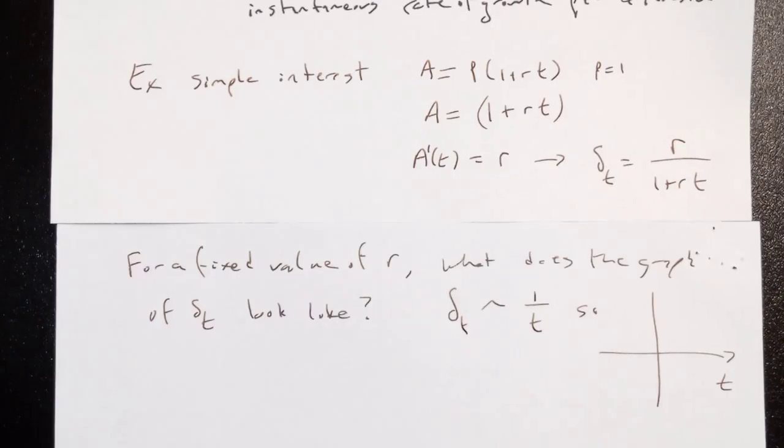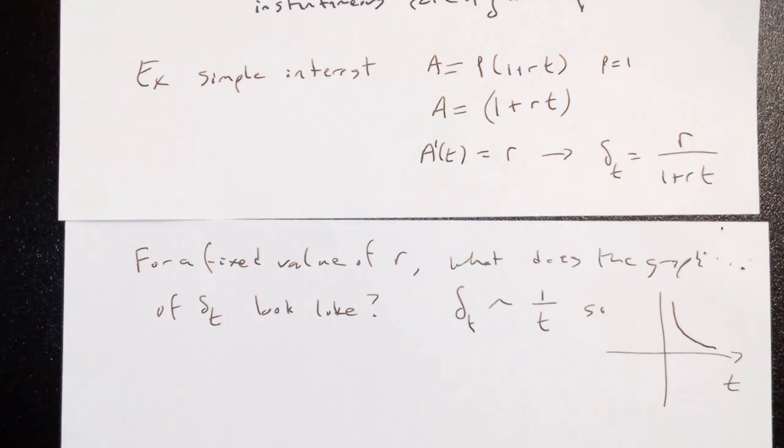It's kind of like 1 over t. So what should that graph look like? I'm never going to care about negative time, so I'm just going to use this part. But wait a minute, that means as time goes on, this force of interest gets smaller and smaller. Simple interest is less powerful for longer periods of time. Oh, okay.